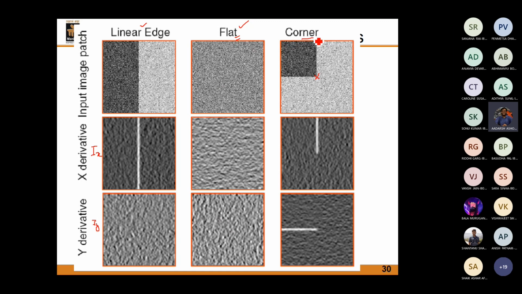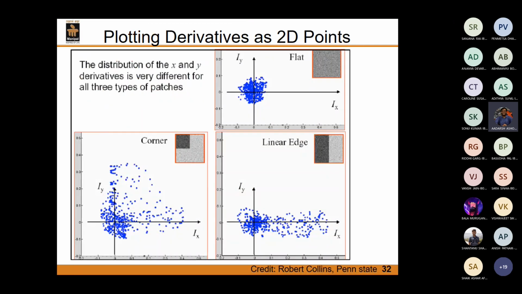And if I'm considering a corner region, what you see is that along the x direction you have a significant gradient vector, and along the y direction also you have a significant gradient vector. So this is a visualization of how the gradient vectors would look if you are considering the three different regions: an edge, a flat region, and a corner region. Now the same thing we can also plot in terms of a graph, that is, I can plot Ix versus Iy and see how the distribution of the gradient vectors would look, considering the same previous example.